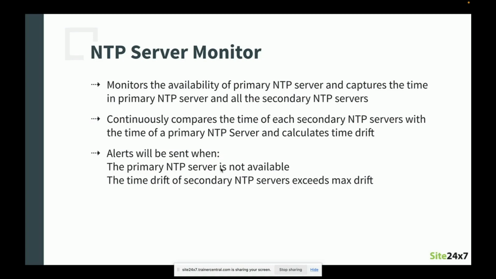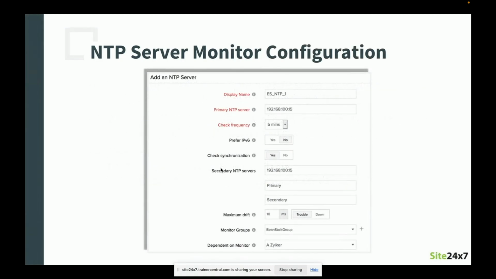So this is the add NTP server page, where you give the primary NTP server details, add the check frequency, and select whether you prefer IPv6 locations. And then whether you want to check synchronization, that is, monitor the time drift or not, is selected here. And you configure the secondary NTP server and the maximum drift. And if you want this to be associated with any monitor groups, or if you want to configure a dependent monitor, that can be configured here. So that is the NTP server monitor.